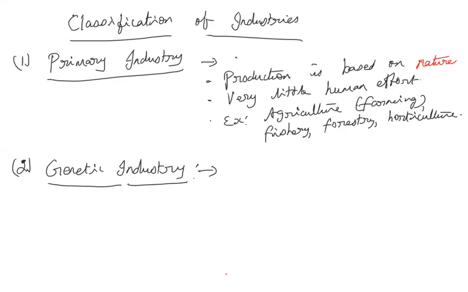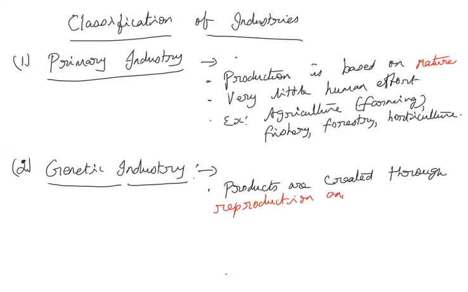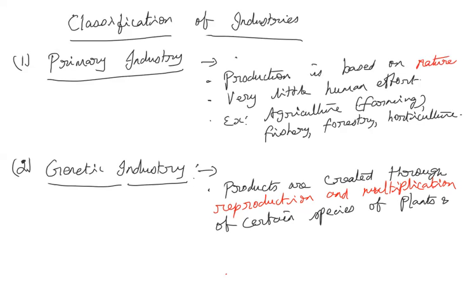Okay. So that's why here in this, products are created through reproduction and multiplication of certain species of plants and animals.